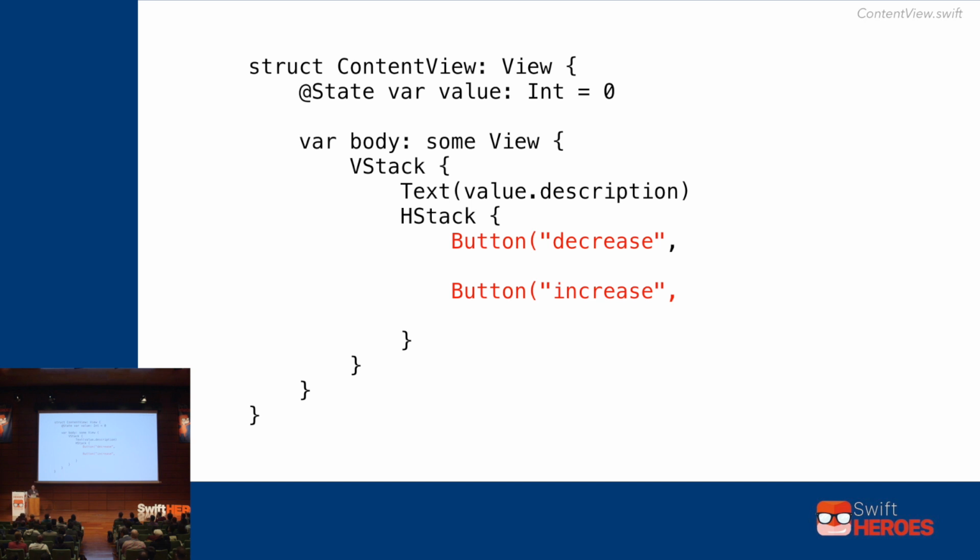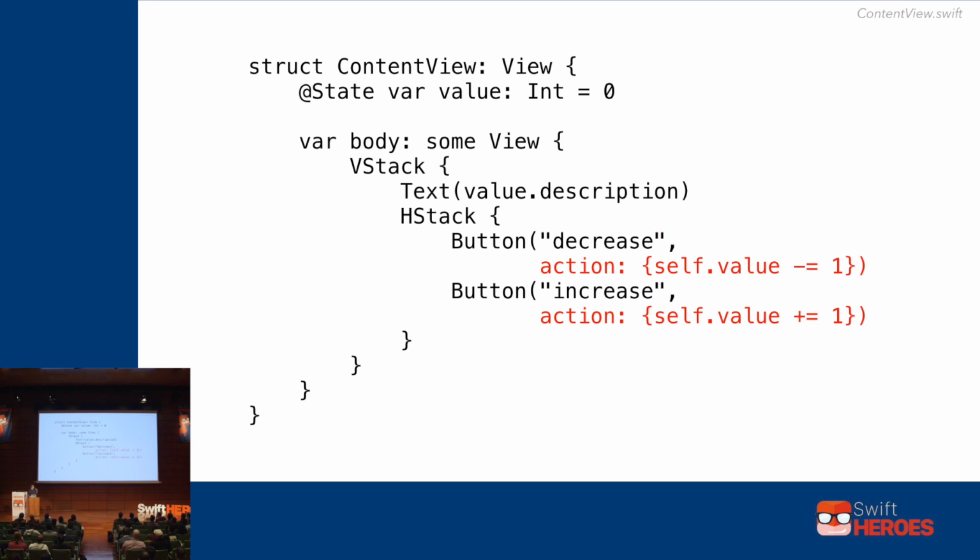Here's how you describe what a button does in SwiftUI. You tell it what its action is. And because it's in a closure, I don't say value plus equals and value minus equals. It's got to be self dot, because I've captured the self.